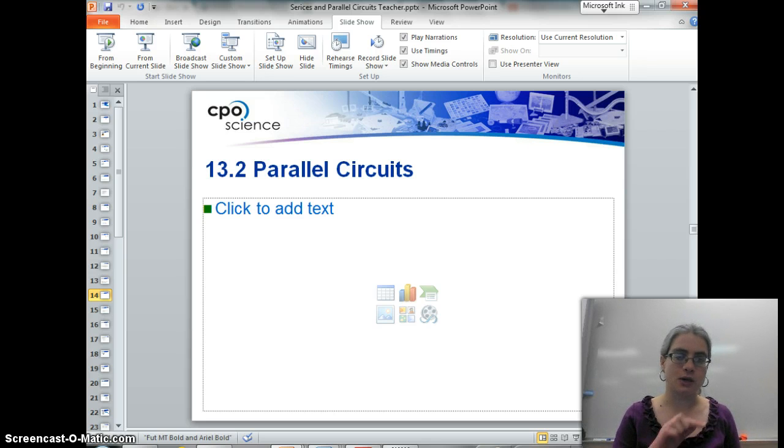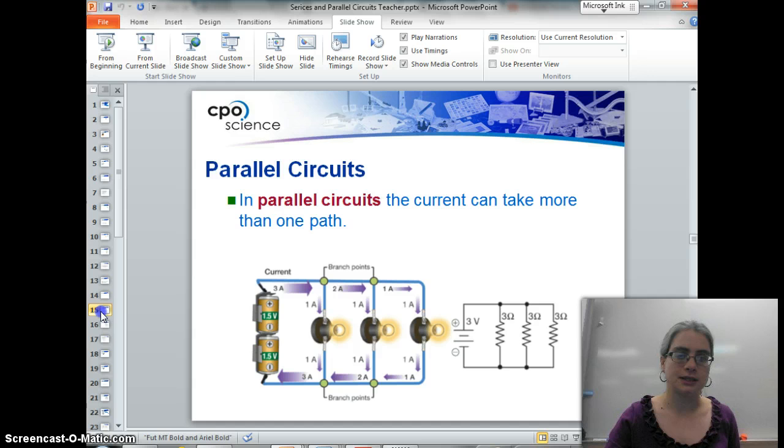In series circuits, they were all in a direct line, so the same current ran through them, and there was a voltage drop after each time it passed through a resistor and work was being done and a loss of power. So parallel circuits are kind of the opposite of that. So with parallel circuits, the current can take more than one path. In series, it had to go through everything.